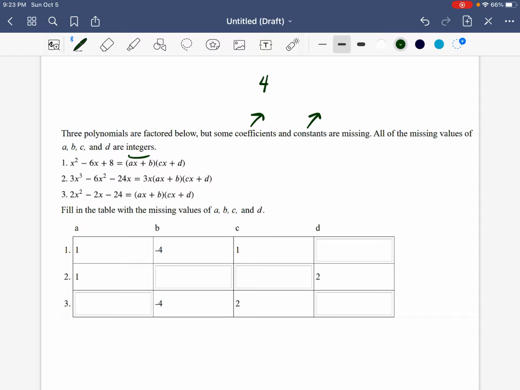So coefficients are the numbers that come before the variable or the letter. So in this term, the number 4 would be the coefficient. It comes before the x. Constants would come afterwards, so it would be 4x plus 3. 3 would be considered the constant. It's a number that is not attached to a variable, it's by itself. And both the 4 and the 3 are considered integers. Integers are just whole numbers, like 1, 2, 3, 4, etc.